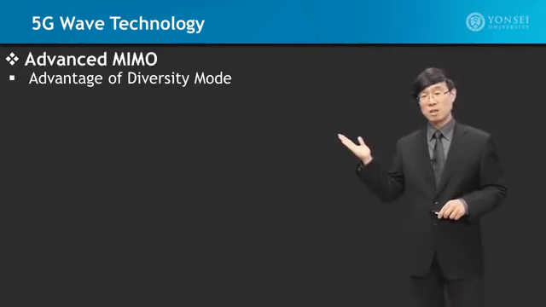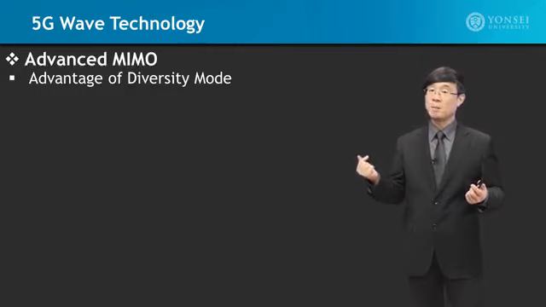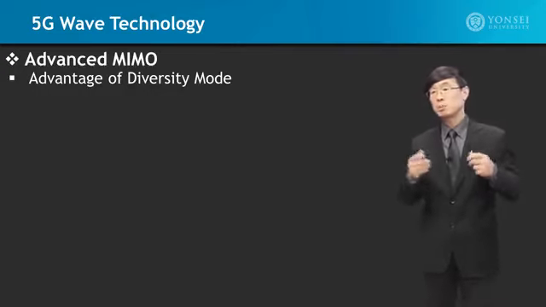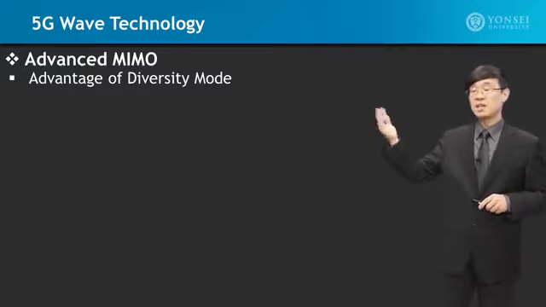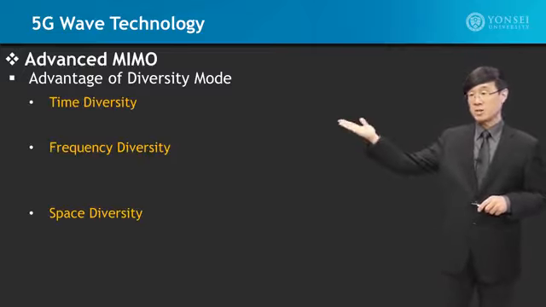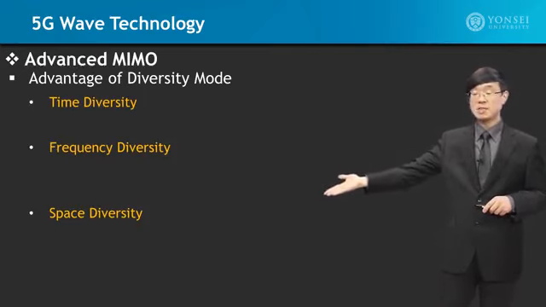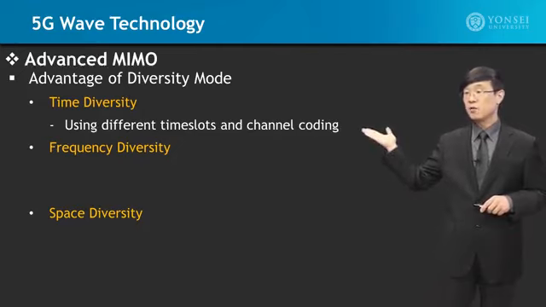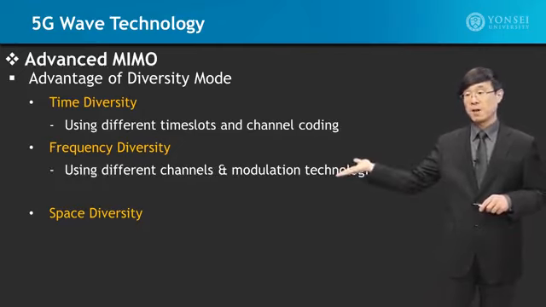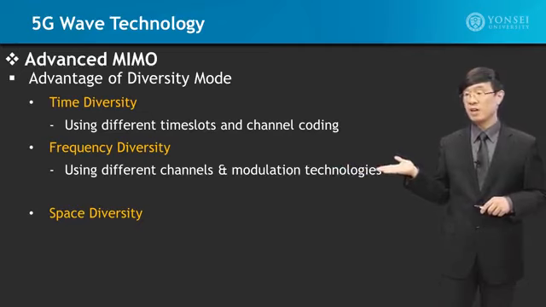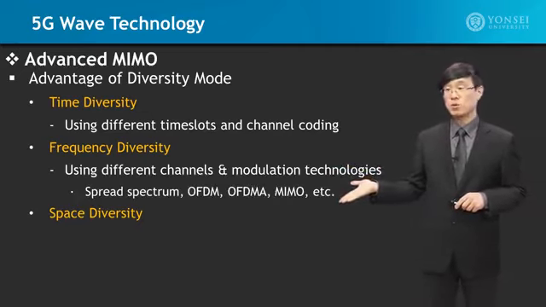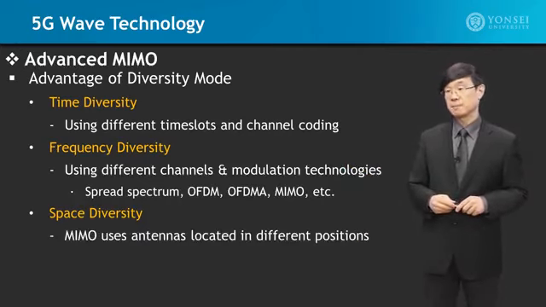Advanced MIMO technology, where MIMO is for multiple input, multiple output. You're using multiple antennas, and you want to take advantage of diversity mode. There's time diversity, frequency diversity, and space diversity. Time diversity wise, you're using different time slots and channel coding. Frequency diversity wise, you're using different channels and modulation techniques. Of course, some things like spread spectrum, OFDM, OFDMA, and MIMO combined techniques.